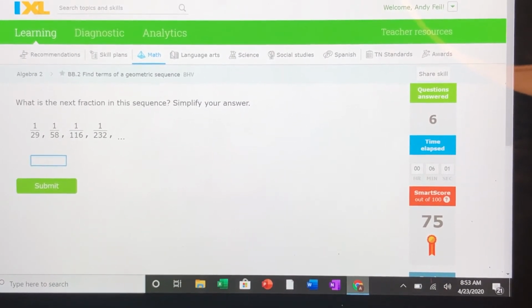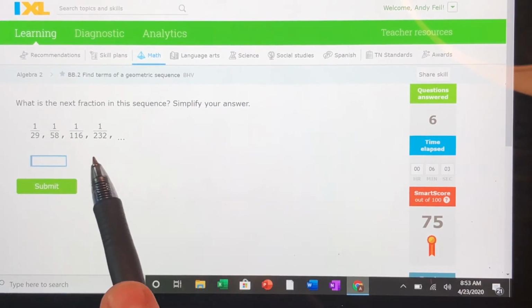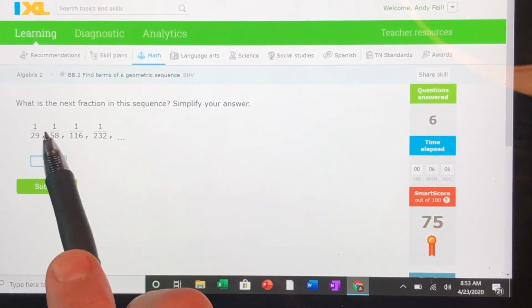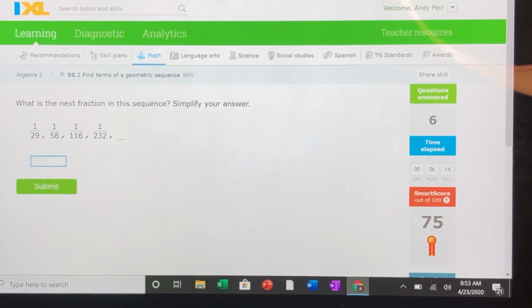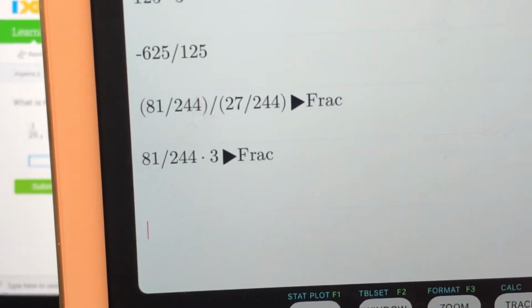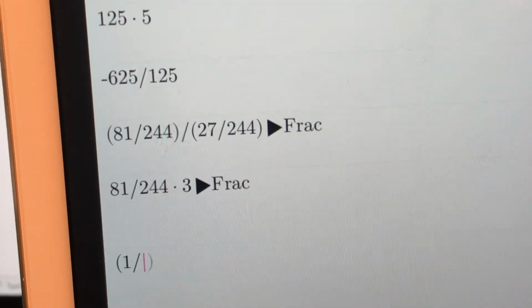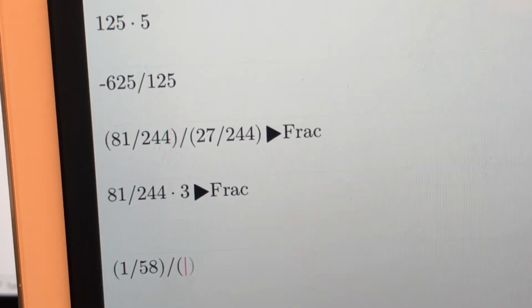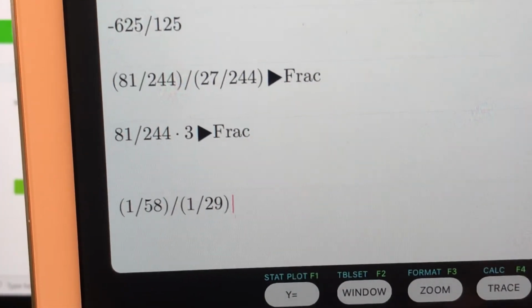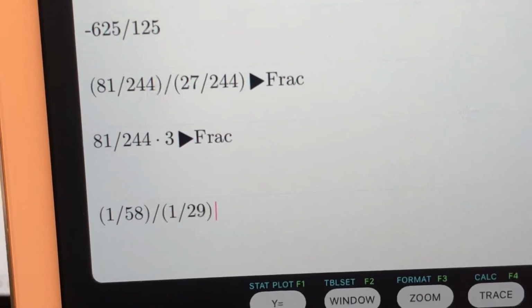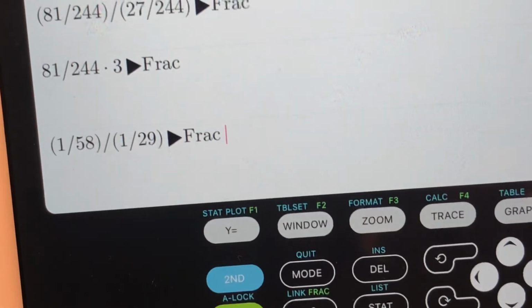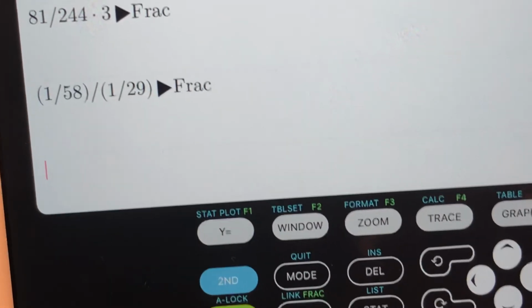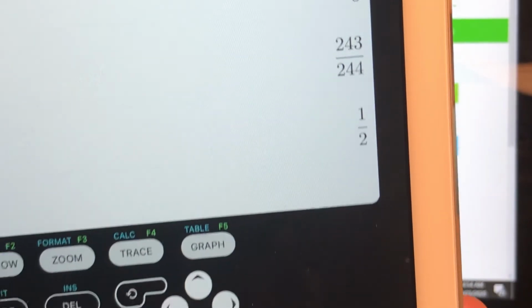Let's do one more and then we'll be done. Let's figure out what the common ratio is. Let's take this divided by this. It doesn't matter which 2 you take, as long as you take one on the right and the one just to its left. Let's take 1/58 divided by 1/29. So parenthesis, 1/58 divided by 1/29. And you can see I put them in fractions again, put them in parentheses so that the calculator knows I'm taking one fraction divided by the other fraction. I'm going to hit math, enter, because I want it to be a fraction. I'm going to hit enter again. And this time it tells me the common ratio is a half.